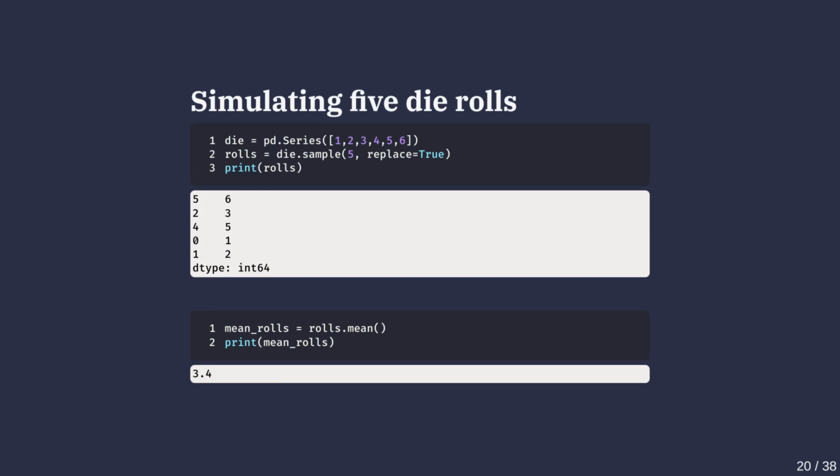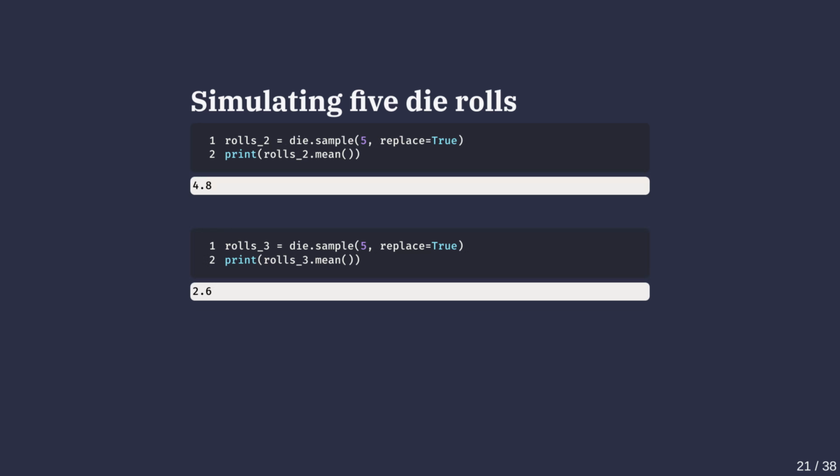Now that we understand normal distribution, let's explore the central limit theorem, which is a powerful concept in statistical analysis. Let's look at this die roll example. Here we have created a die which contains numbers 1 through 6 representing each face of a fair die. We are simulating 5 rolls using the sample function and calculating the average number from the rolls.